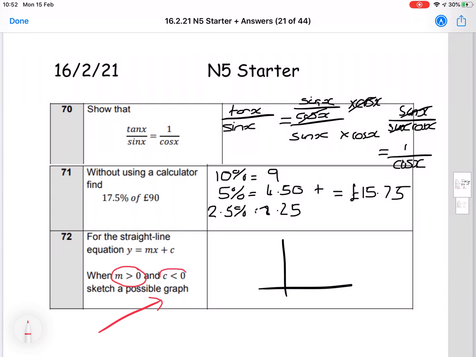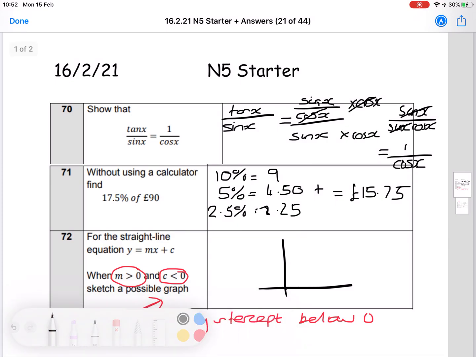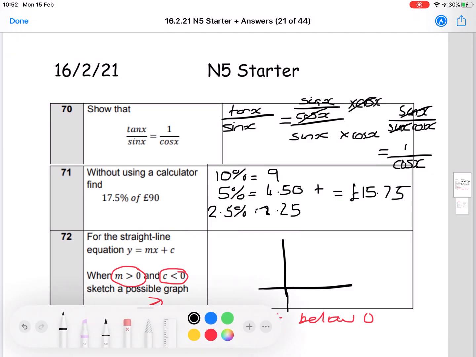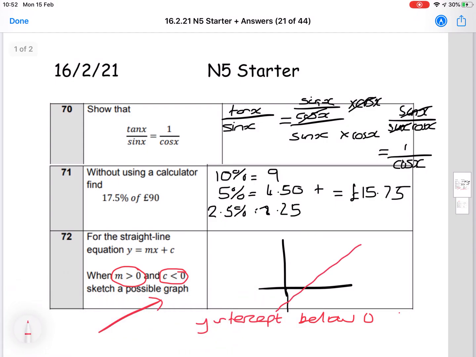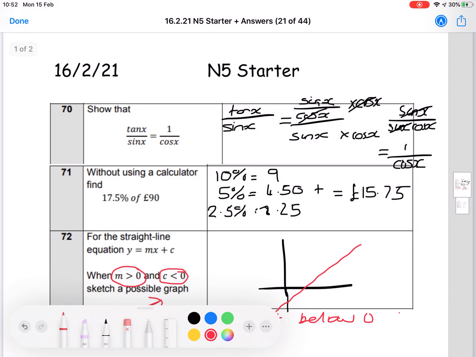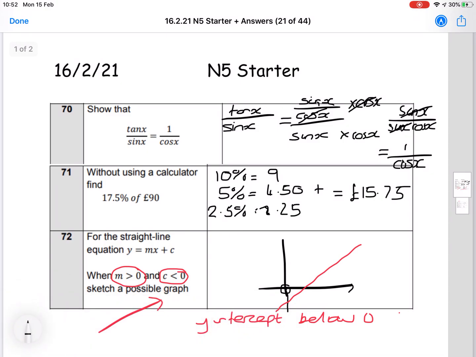If your c value is less than 0, that's negative, so your c value being negative means that your y-intercept must be below 0, a negative number. So a possible graph just has to have a positive gradient, so sloping up left to right, and be crossing through the y-axis at a negative number. So something like this would be fine. Something like that. As long as the line slopes up left to right and it crosses the y-axis anywhere below 0, that would be a possible graph. And that's that question done.